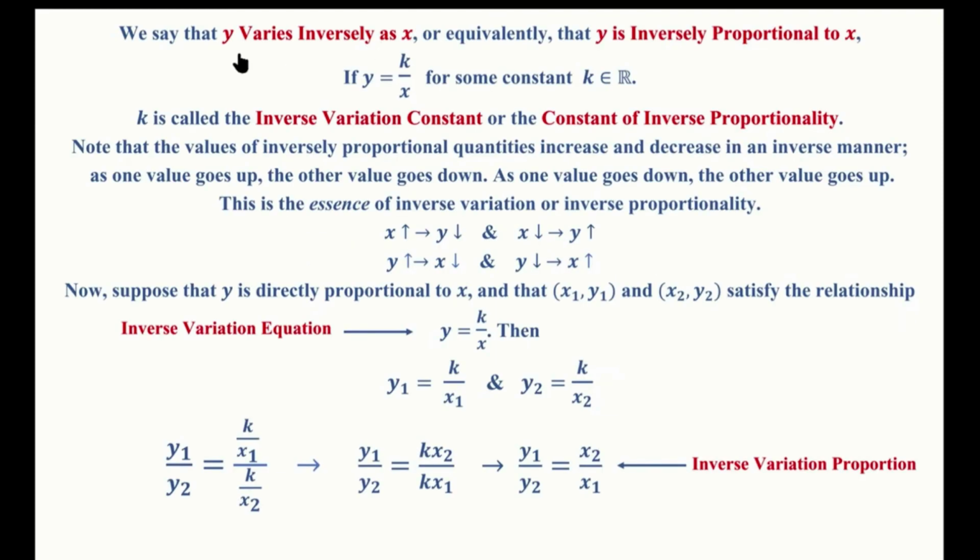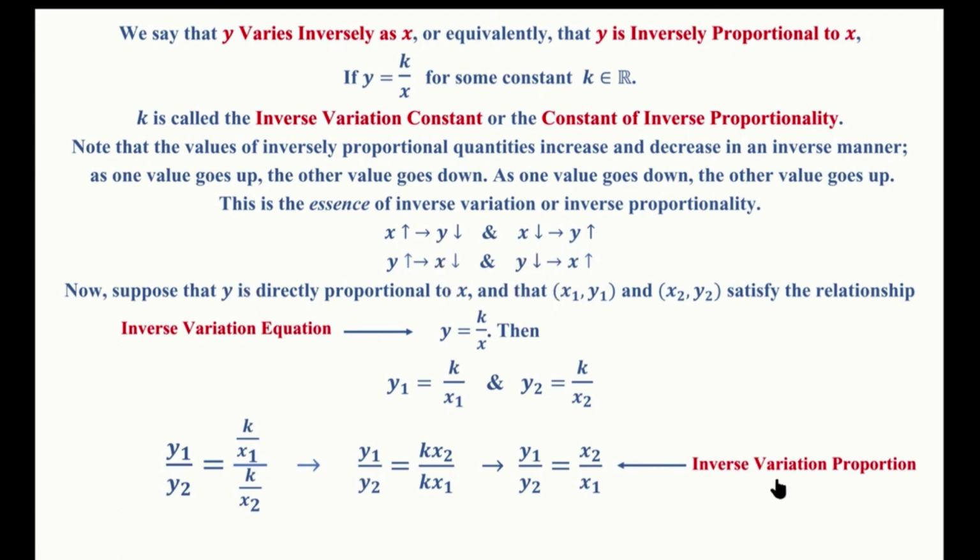First of all, we say that y varies inversely as x, or equivalently that y is inversely proportional to x, if y equals k not times x but over x, for some real constant k. This fact, that instead of y equals k times x we have k over x, creates a situation where when x goes up, y goes down, and when y goes up, x goes down, and of course vice versa.